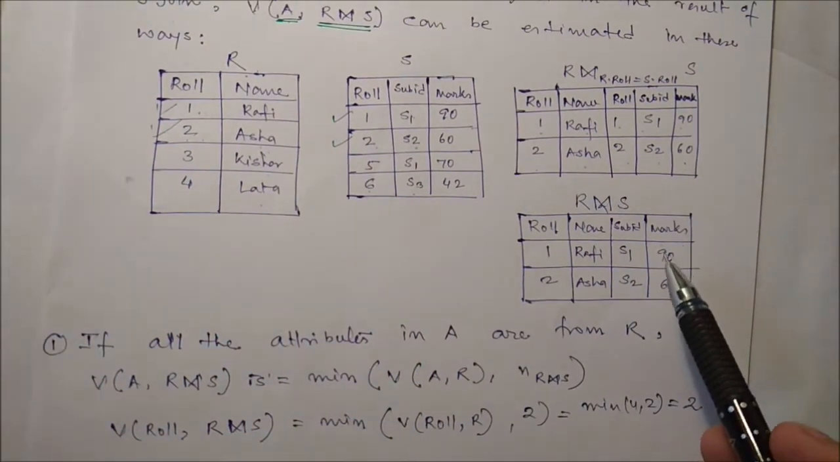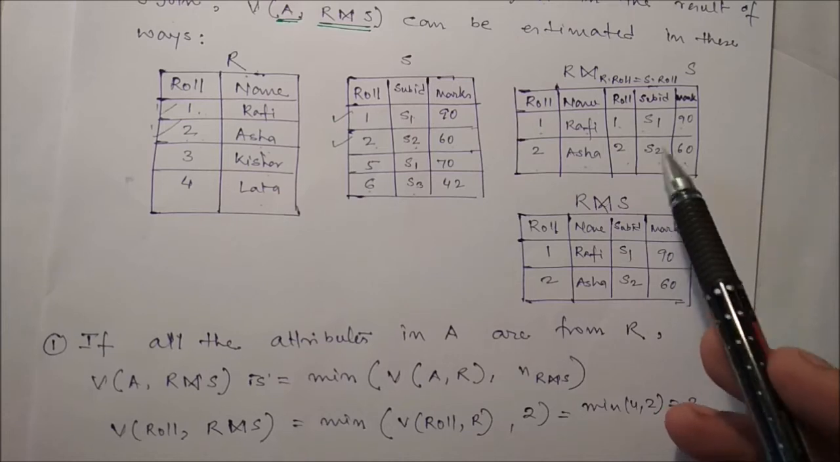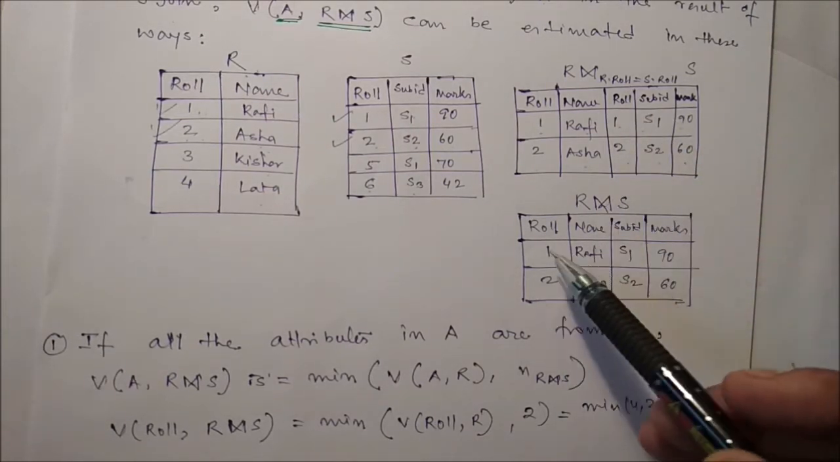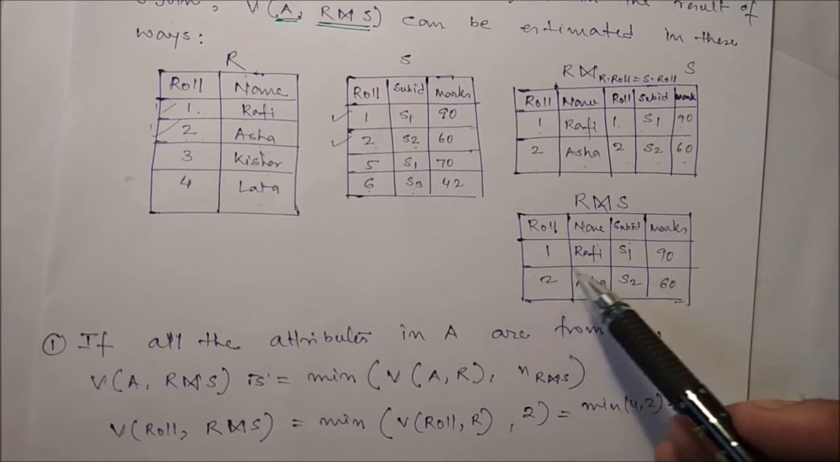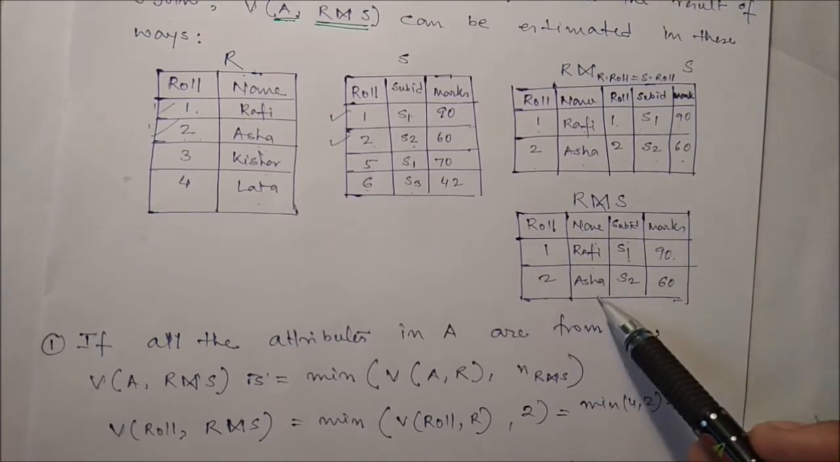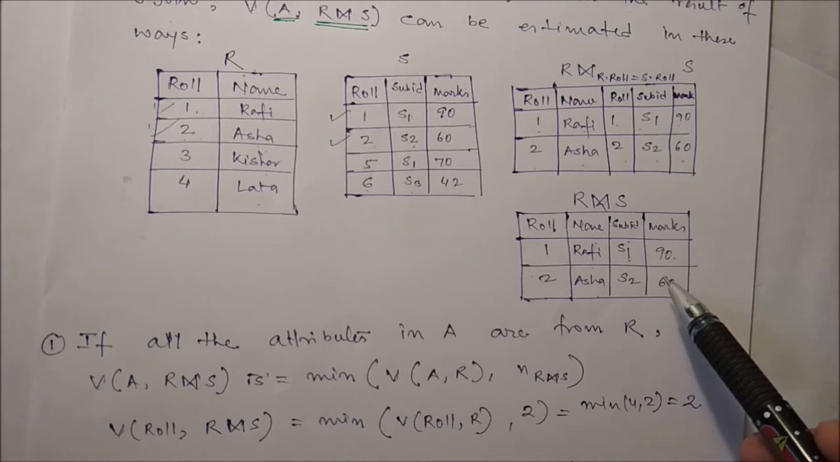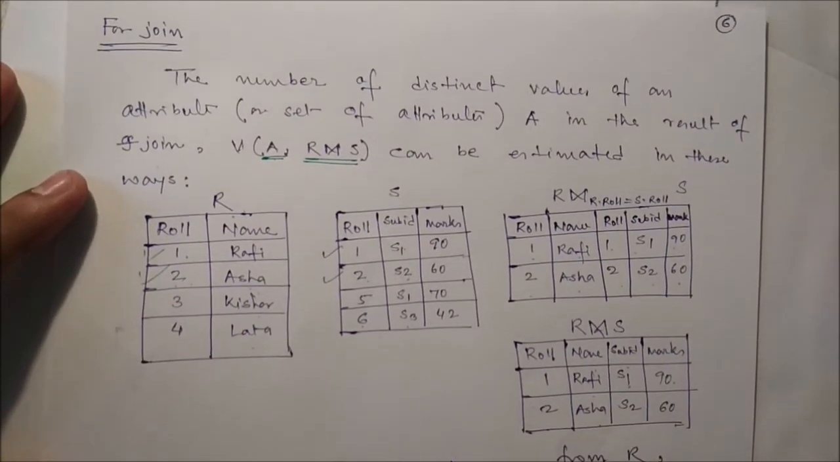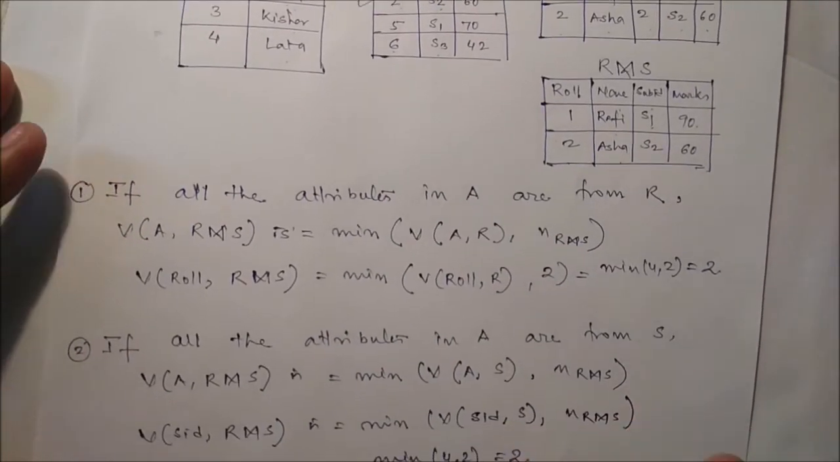And if you apply the natural join, so definitely we have to eliminate the common attribute, we have to eliminate the roll number. So the answer is what? This one, say roll number, name, subject ID and marks. So 1 Rafi S1 90, 2 Asa S2 60. Now we just see the calculation. So if we apply the join, how many distinct value may present?